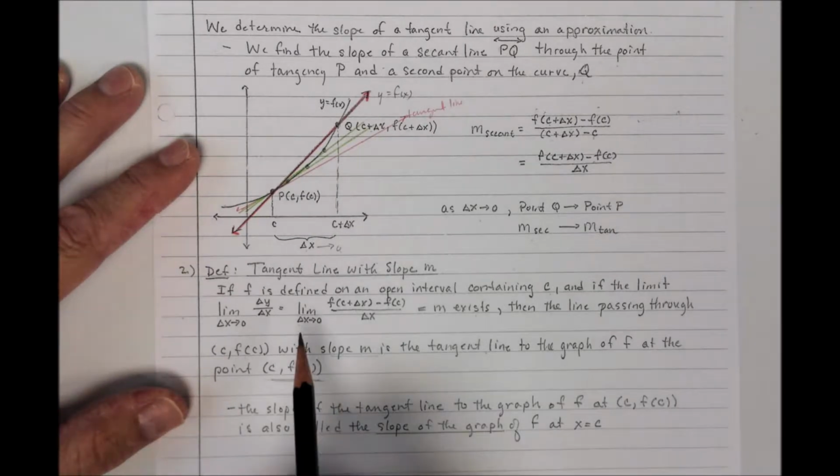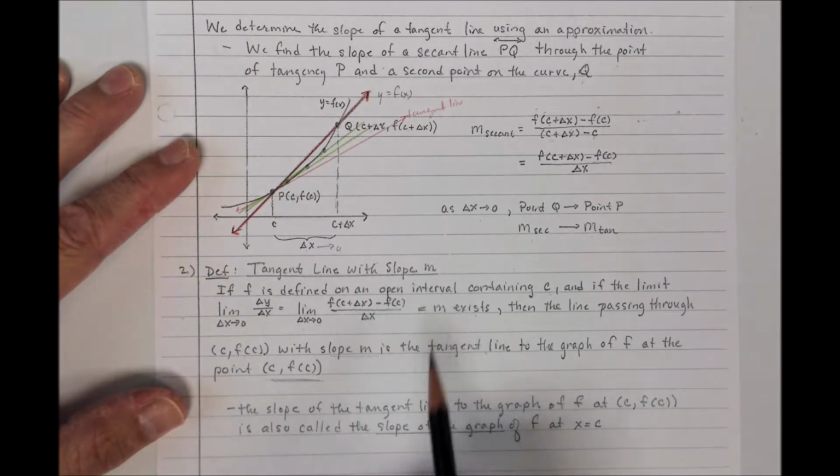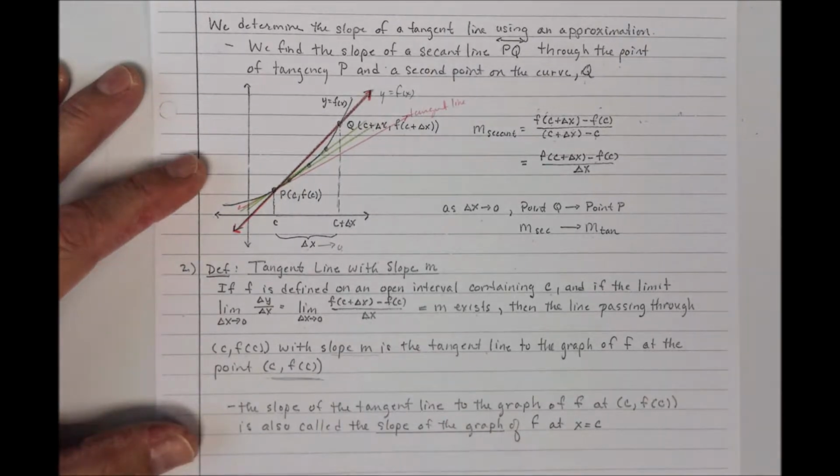Now, what this is doing is I'm taking the limit of a difference quotient and I'm getting the slope of the tangent line to the curve at that x value. In this case, the x value of c. So the slope of the tangent line to the graph of f at c, f of c, is also called the slope of the graph of f at x equals c.